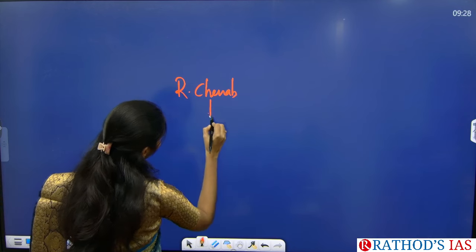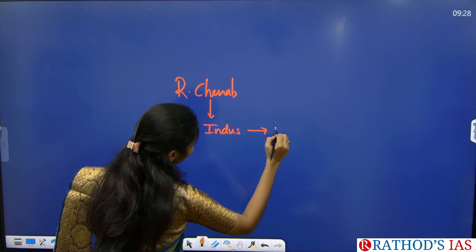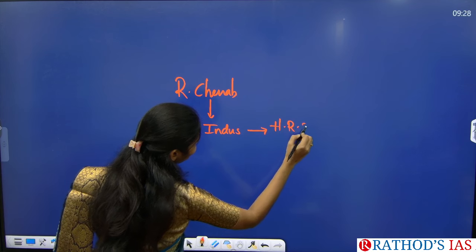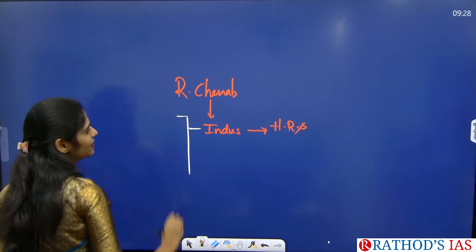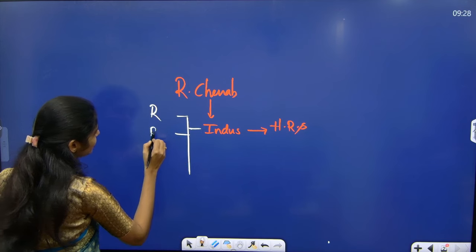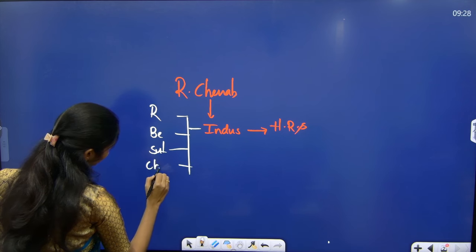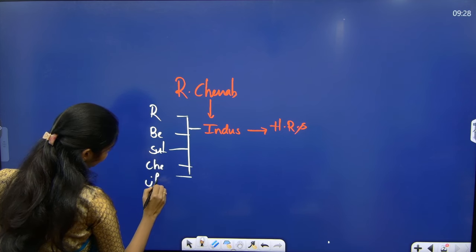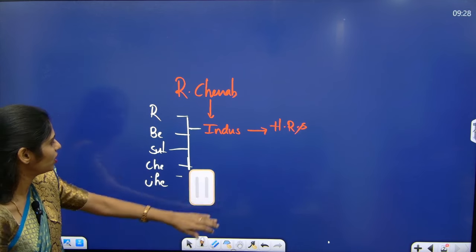River Chenab comes under the Indus river system. So this Indus comes under the Himalayan river system. Now tell me the tributaries of river Indus at least. Ravi, Beas, Satluj, Chenab, Jhelum, one more river. Okay, so these are the major rivers.